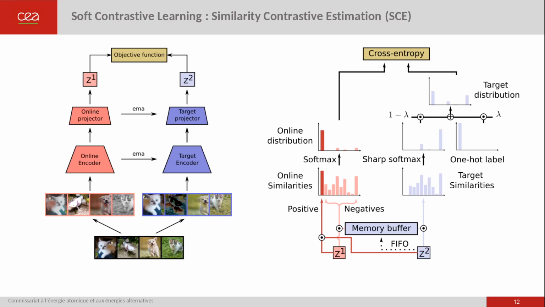This distribution is mixed with a positive one-hot label and forms the target distribution. The online branch computes similarities between each image representation and their positive as well as the same memory buffer. Then, a softmax less sharp than the target one is applied to form the online distribution. Our training objective is to minimize the cross-entropy between the target and the online distributions.